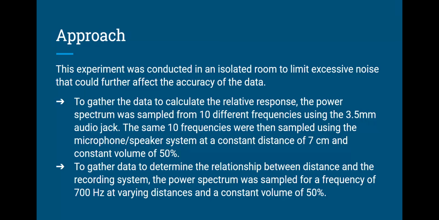Both parts of this experiment were calculated in an isolated room to limit excessive noise that could affect the accuracy of the data. To gather the data to collect the relative response, the power spectrum was sampled from 10 different frequencies, being 200, 300, 400, 500, 600, 700, 1000, 2500, 5000, and finally 7500 Hz, using the 3.5 millimeter audio jack. The same 10 frequencies were then sampled using the microphone speaker system at a constant distance of 7 centimeters and constant volume of 50%.